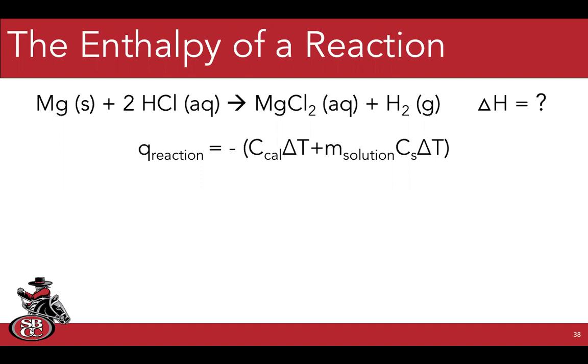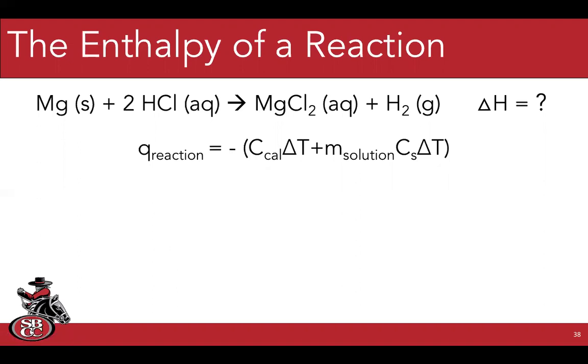And so make sure that you have a good grasp on the fact that when we're solving for the q of reaction, which we will at the end, we're going to take all of our data, and then we're going to need to flip the sign, because this would be the q of solution, and this would be the q of reaction, and they have opposite signs.